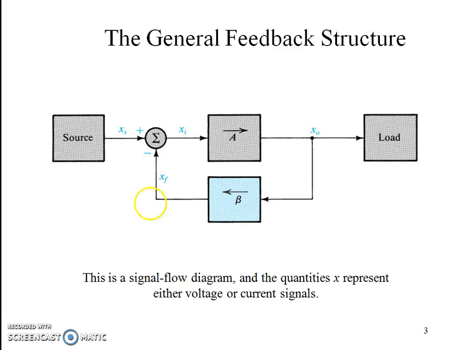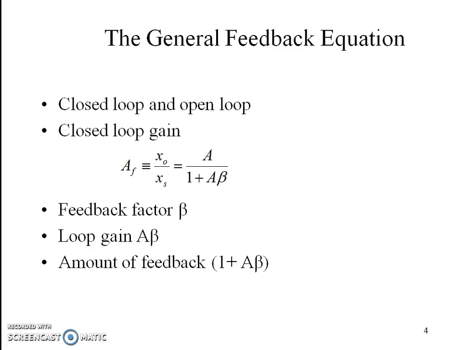The general feedback structure is like this. Here is the source, the signal will go to the load, and some part of it is fed back to this summation point. This is a signal flow diagram, and the quantities X represent either voltage or current signals.